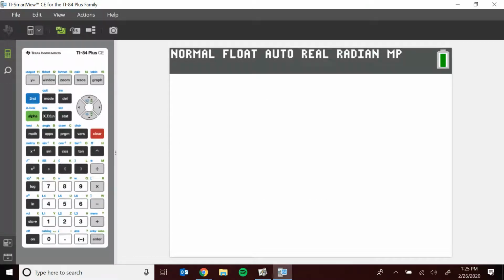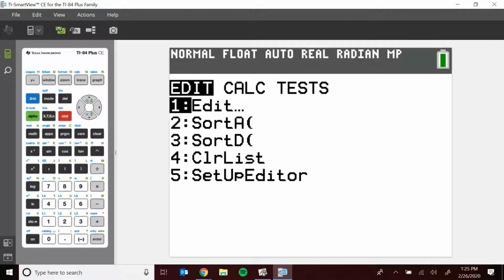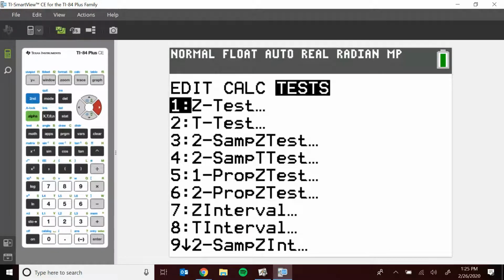Okie dokie. We're going to go to Stat, and look at the tabs at the top. It's got Edit, Calculate, and Tests. Where do you think we're going? Tests. So arrow over to Tests. And there's a whole host of menu items. We're interested in the proportion tests. So what do you see there?